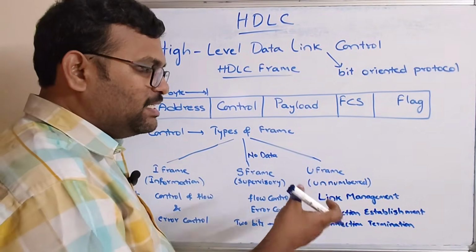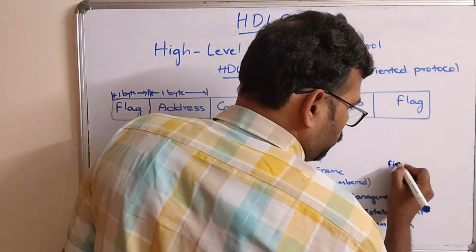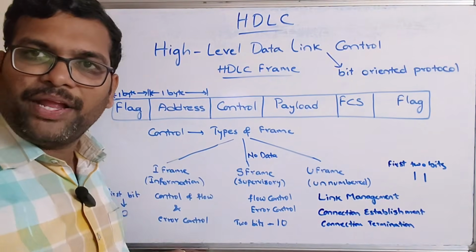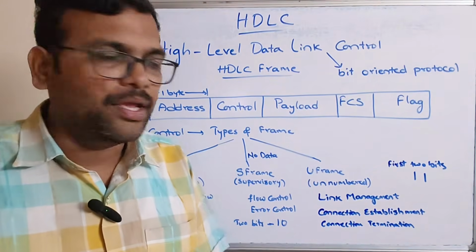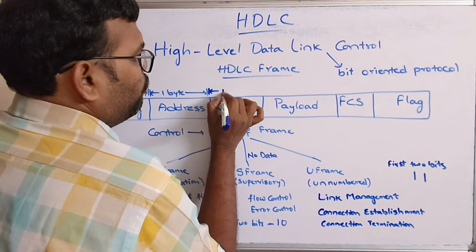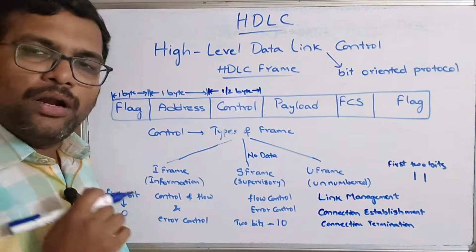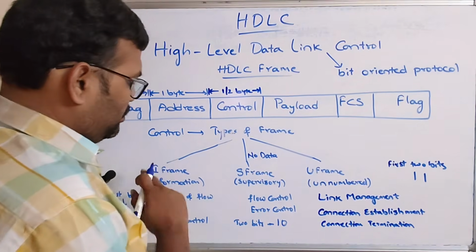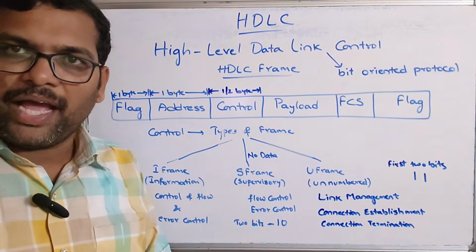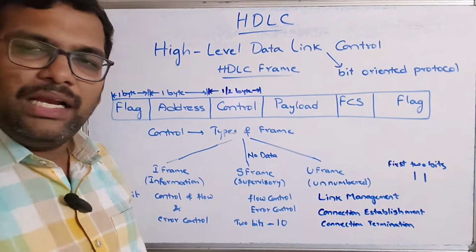So how do we recognize this unnumbered frame? Similar to our supervisory frame, if the first 2 bits are 1 1, that implies this frame is an unnumbered frame. The size of this control field will be 1 byte or 2 bytes. The control bits are mainly used for flow control and error control. Apart from the actual data which we are sending, it will also send the information regarding error control as well as link management.